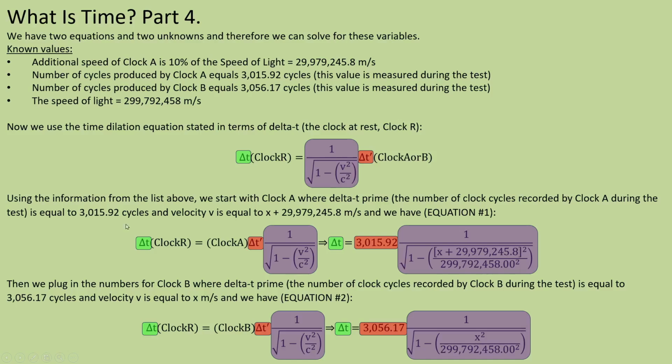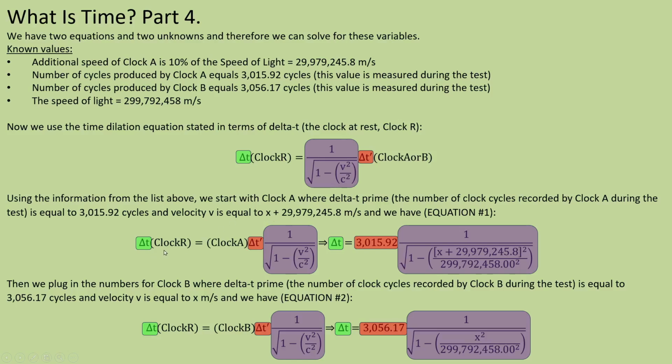Using the information from the list above, we start with clock A, where delta t prime, the number of clock cycles recorded by clock A during the test, is equal to 3015.92 cycles, and velocity v is equal to x plus 10% of the speed of light, where x is the speed of the spaceship.